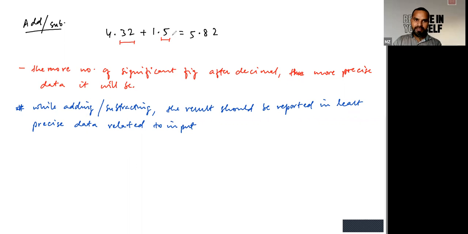In this case, 1.5 has only one significant figure after the decimal, so it is least precise and 4.32 is most precise. So in your final answer, there would be only one significant figure after the decimal. So we have to round off this number to one place after the decimal. Here we have 2, which is less than 5, so just neglect it. Your answer would be 5.8.